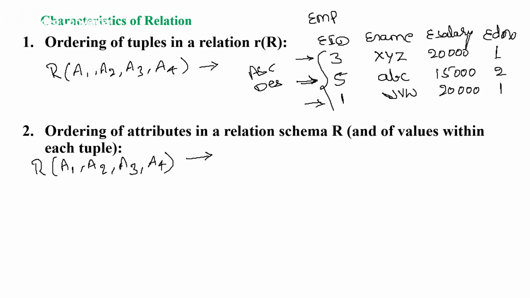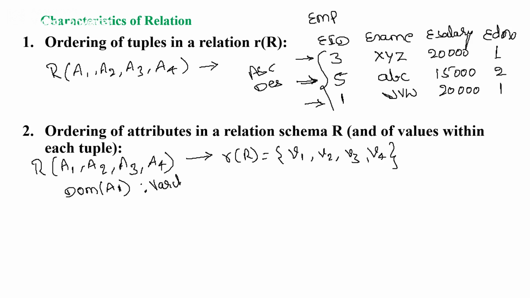Then the value which we are inserting into the table, that tuple value should also be in the form of V1, V2, V3 and V4, because of the domain of these attributes. That is, if the domain of A1 is variable character, then the value V1 that I insert should also be a variable character value. If the domain of A3 is date, then my V3 value should also be in the form of date.